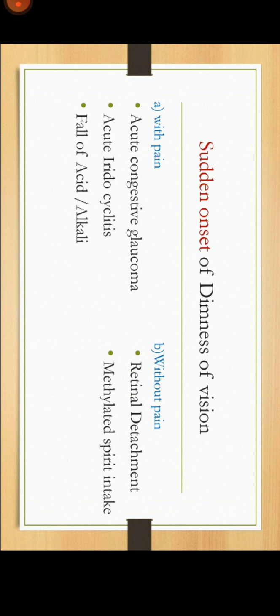Also, methylated spirit intake. The patient may have taken this type of spirit or alcohol, and will not tell anybody at home, and will come to OP with dimness of vision. That is sudden onset, with no pain. Here the poisonous alcohol affects primarily the optic nerve, mainly the glial tissues of the optic nerve, and dimness starts. There is no pain itself.